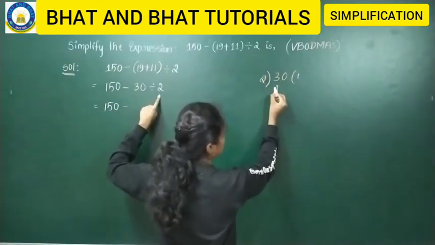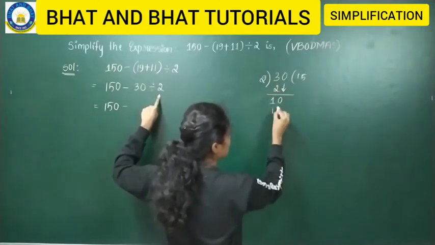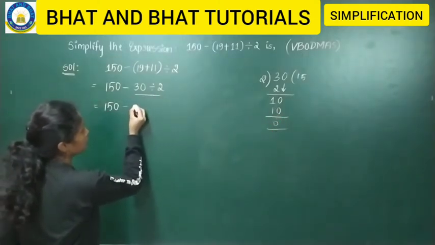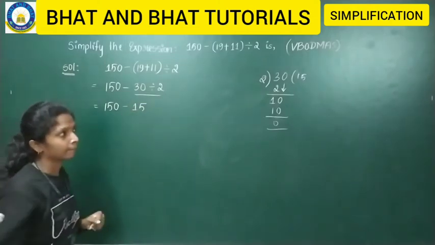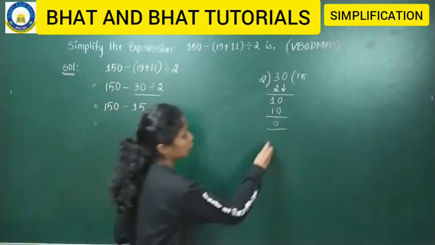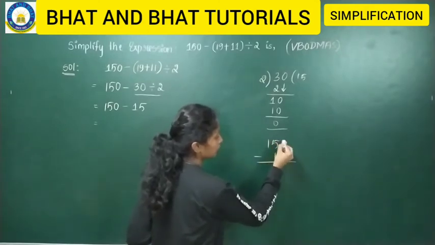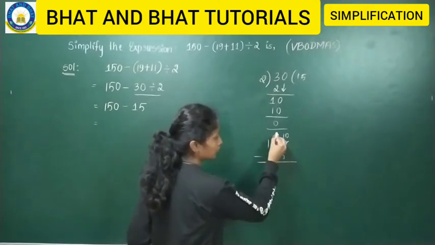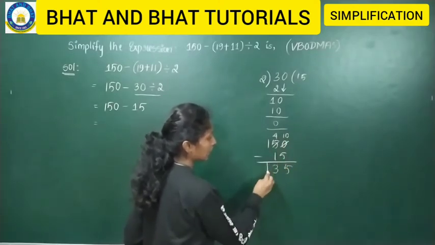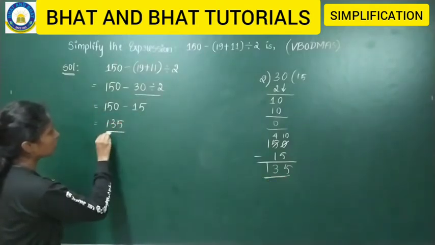2 ones are 2, the remainder is 1, take the 0 down, 2 fives are 10, and the remainder is 0. In the place of these two numbers, put 15. Got this? And now 150 minus 15. Here 0 cannot be subtracted by 5, so here it will be 4. 10 minus 5 is 5. 4 minus 1 is 3. And here 1 as it is. So 135 is your answer.